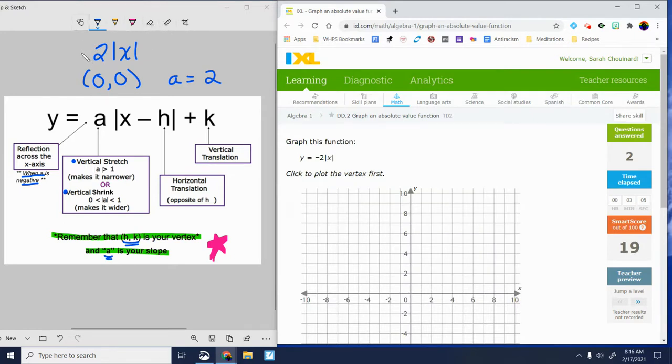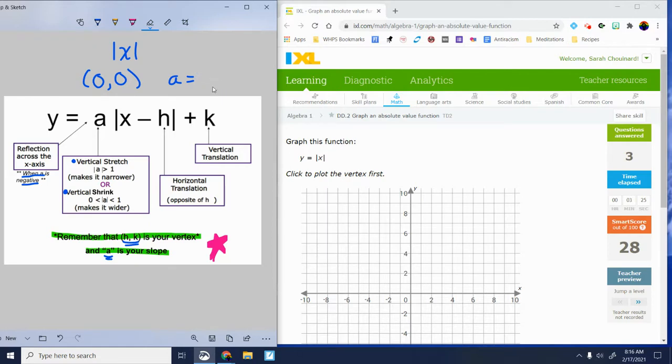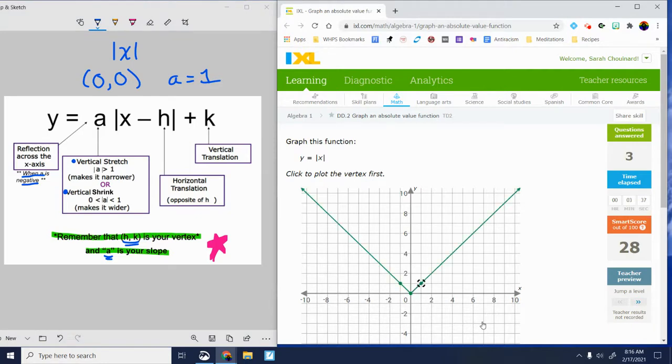All right, this one just has now a negative in front, so that tells me it's got to be reflected. So same vertex, except now instead of going up 2 over 1, I need to reflect downwards, down 2 over 1 to make my absolute value graph. All right, so this one is just the absolute value of x, which means my vertex is again still at 0, 0. A, when nothing's written in front, A is just 1. So I have a vertex at 0, 0, and I'm going to go up 1 over 1.